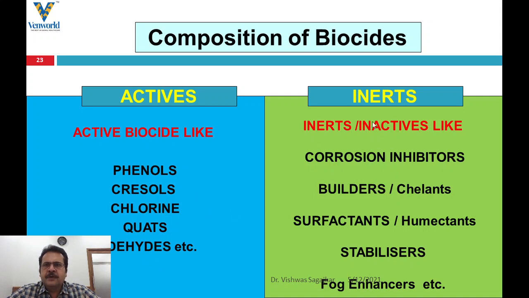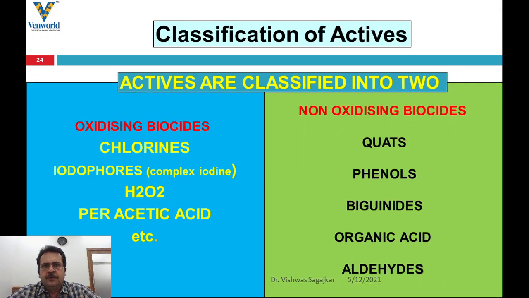But the inerts play a very important role in deciding the efficacy of these actives. Inerts are corrosion inhibitors, builders, chelants, surfactants, humectants, stabilizers, fog enhancers. They are all the inerts or inactives which exert action or potentiate the actions of actives on a particular surface or in the water whenever they are used.